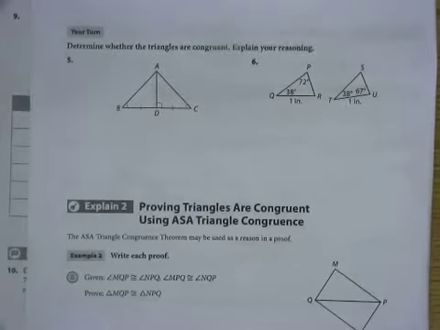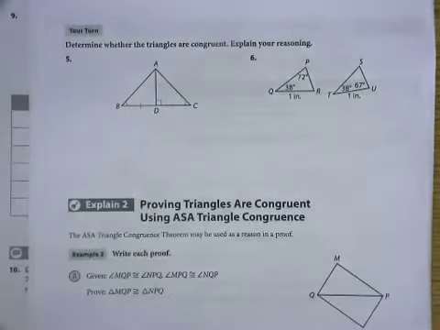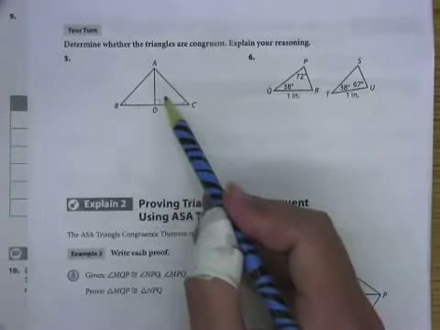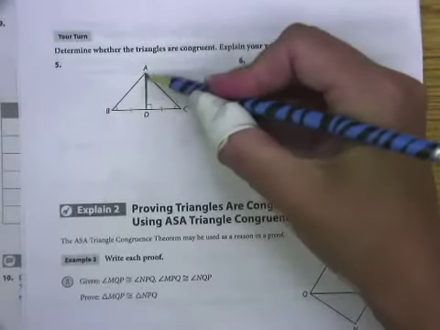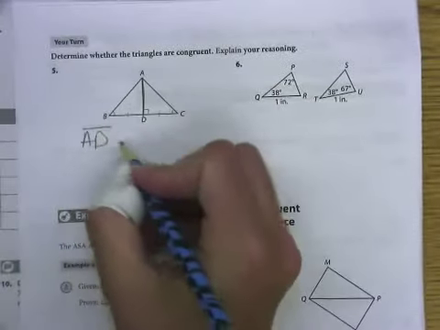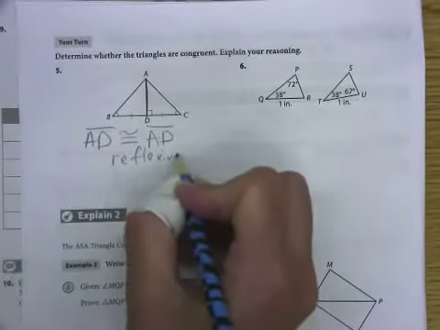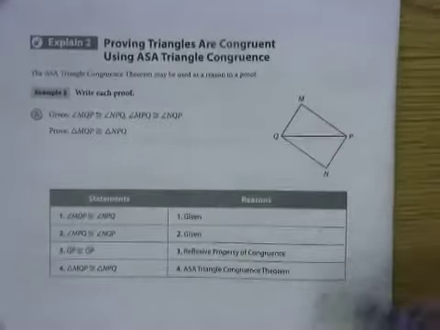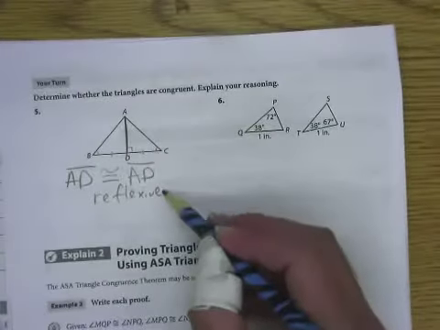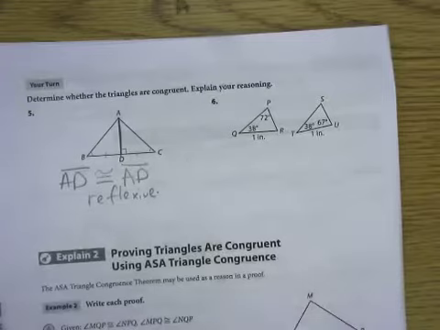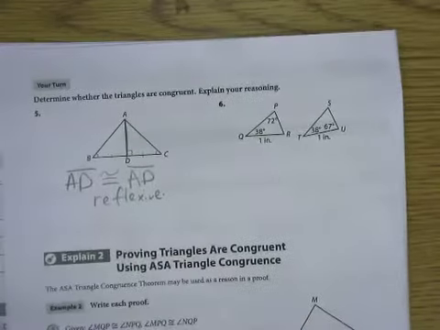In these your turn examples, they're asking us to determine whether the triangles are congruent. One of the things that you want to start getting really familiar with is when two triangles are sharing a common side, like these two triangles are sharing this common side, I know that segment AD is congruent to segment AD because of the reflexive property. And you're going to find in the subsequent proofs that this becomes a very important property that we use very frequently in proving that triangles are congruent. Okay? So I have that AD is congruent to AD.